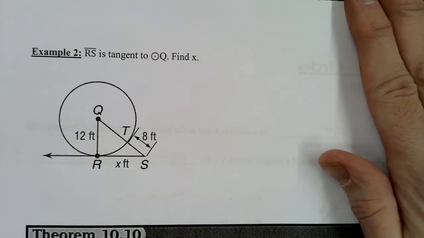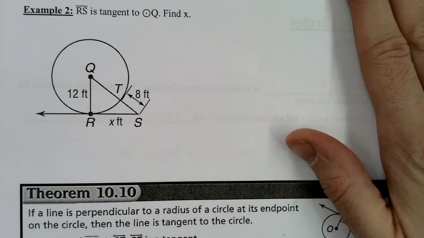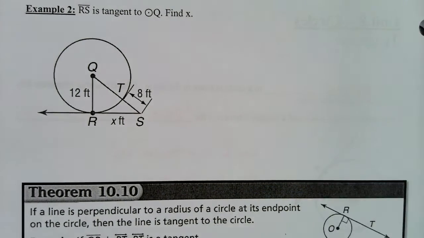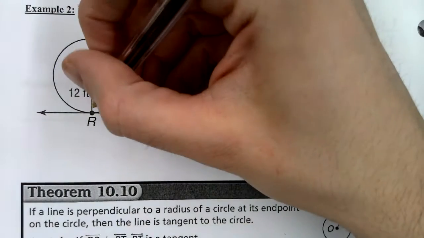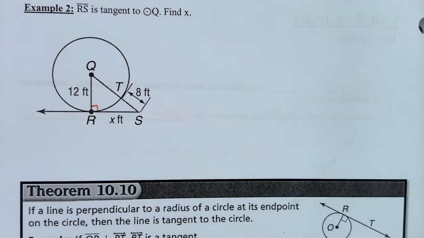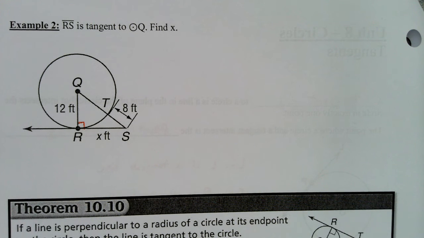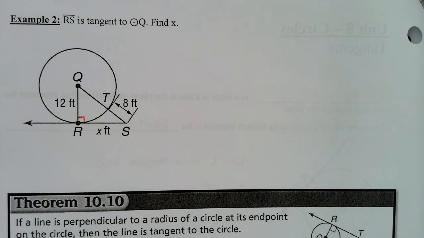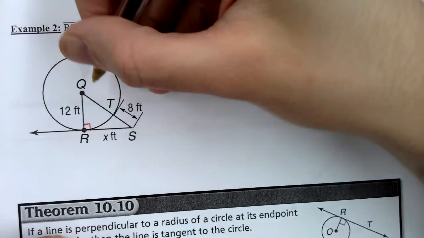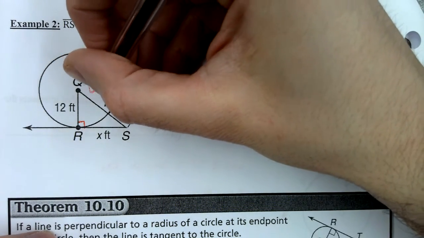Example 2. RS is tangent to circle O, so that means you have a right angle right here. That was the theorem from the first page again. Find X. First thing I'm going to do is label QT, and you should know what QT is. QT is 12 because all the radii are congruent. So QT is 12 feet.